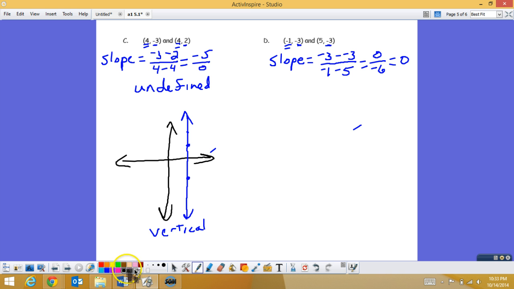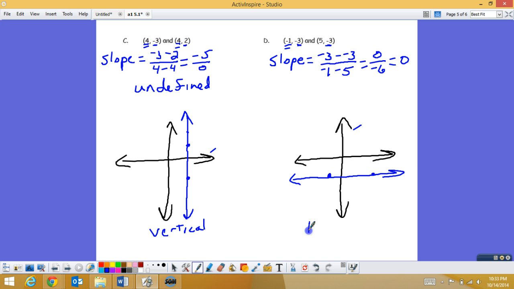Well, if we take a quick look, when we plot these points, and if we take a quick look at what kind of line this is, the point -1, -3 is here. The point 5, -3 is here. And if we connect those, we have a horizontal line.